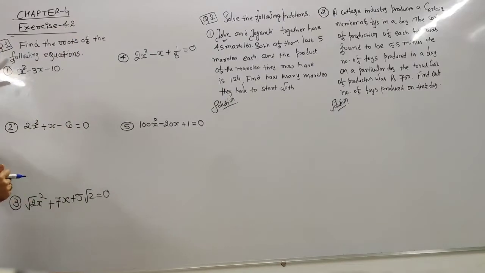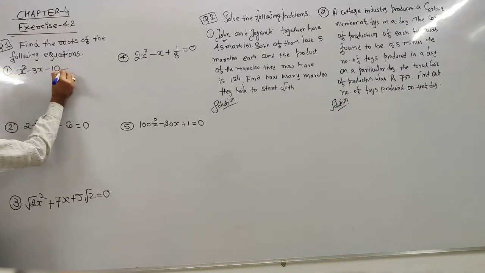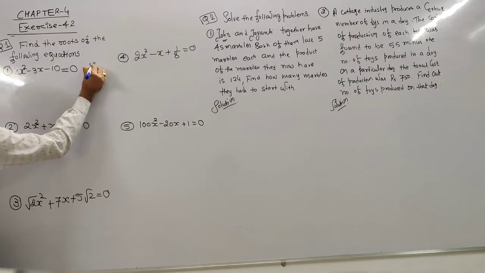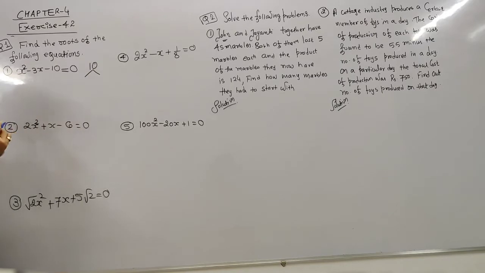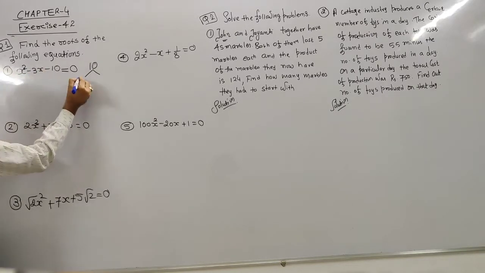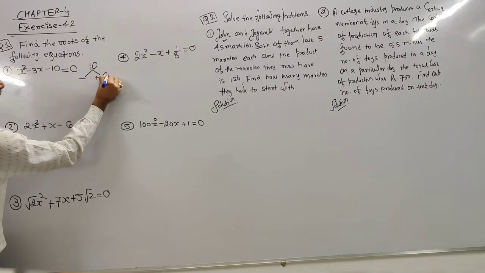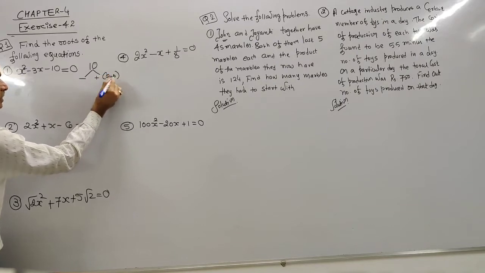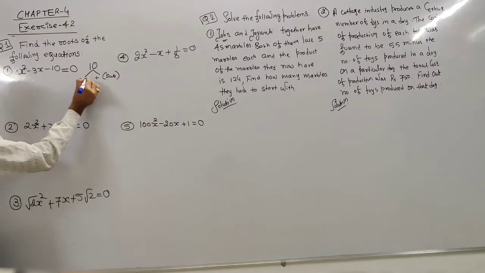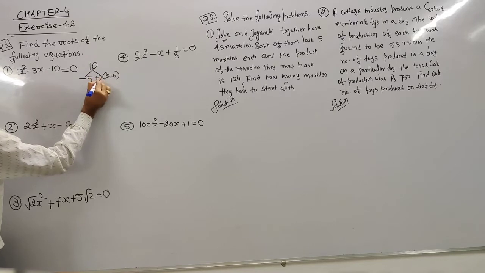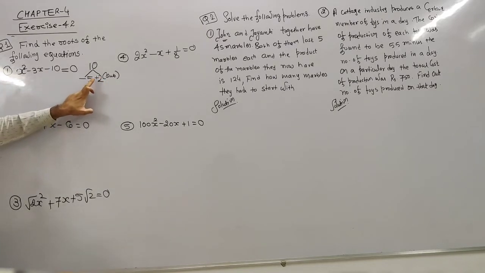Well, the first one is: find the roots of the following equation. x square minus 3x minus 10 is equal to 0. So here you have to factorize 10 into 2 parts. Minus minus is equal to minus plus, and the subtraction should be 3. So the answer is 5 2s are 10. Minus 5 plus 2 is equal to minus 3.